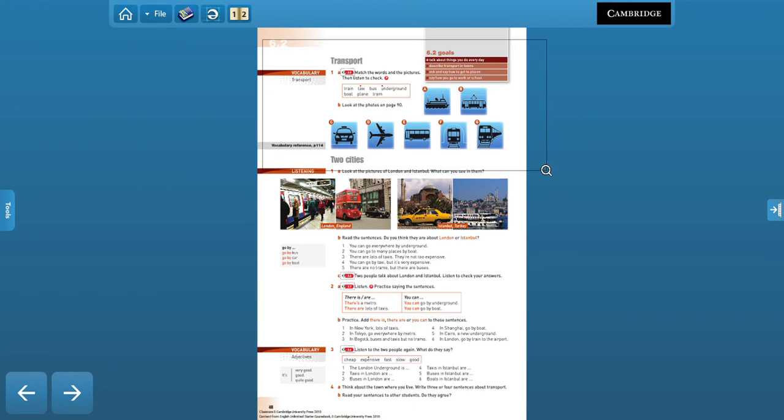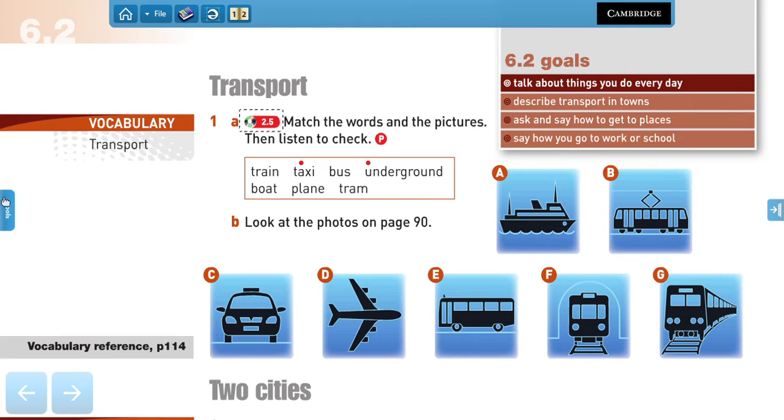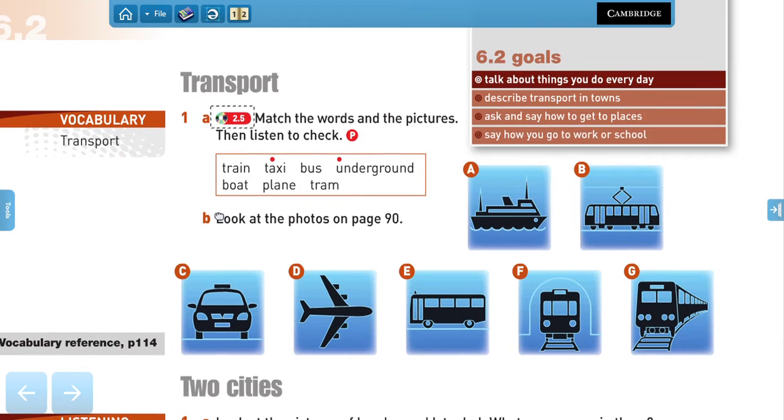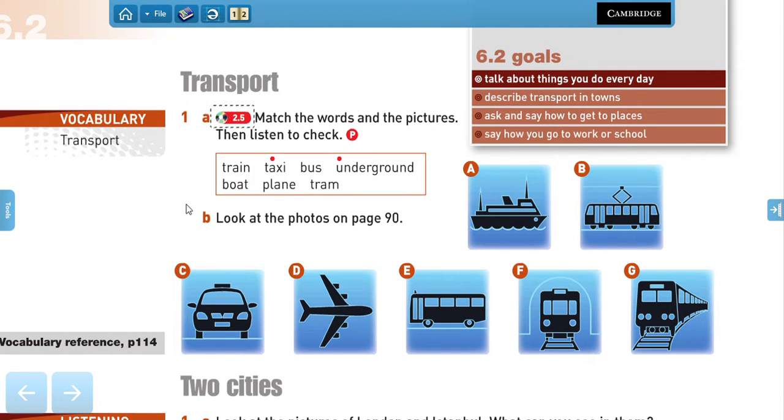So, the first part of the lesson is about vocabulary. We have some images about different means of transportation. And what I want you to do is to look at the images and try to match them with the words that we have here. We have the word train, taxi, bus, the underground, or also called metro, boat, plane, and tram. So pause the video and match the words to the images.